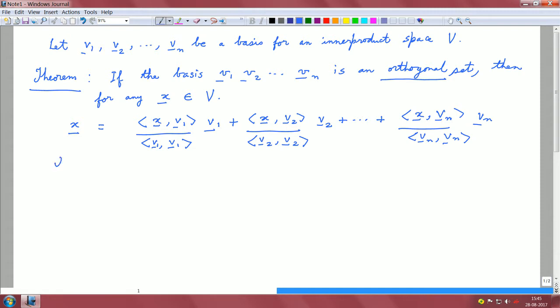And if V1, V2, so on till Vn are orthonormal, that is their norm is 1, then this inner product is basically the square of the length, and the length is 1, so the square of the length is 1. So, therefore, all of these are 1. So, basically you can write x in a simple form.